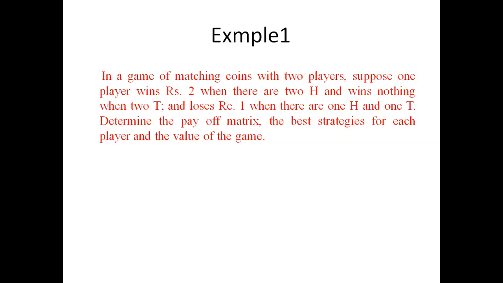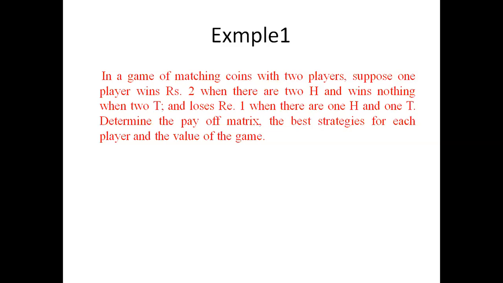And when both the coins show tails, then nothing will be won by any of these two players. Then when one of the coins shows head and another one tail, then under such case, rupee 1 will be lost by player 1. Means player 1 will lose rupee 1 and the same amount will be won by the player 2.